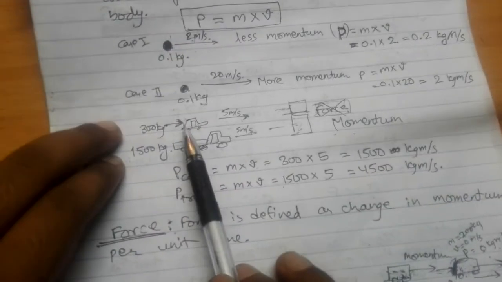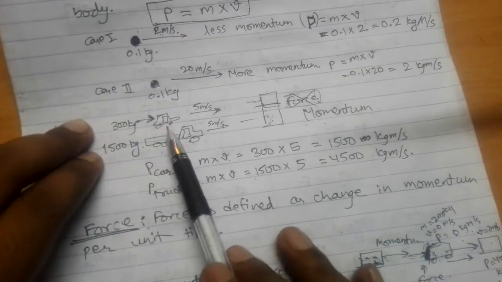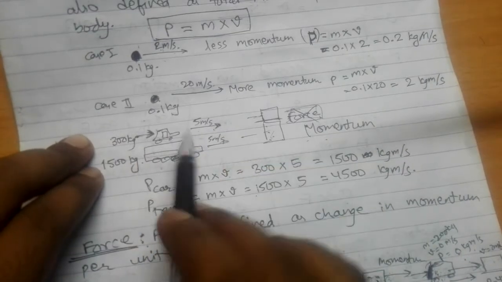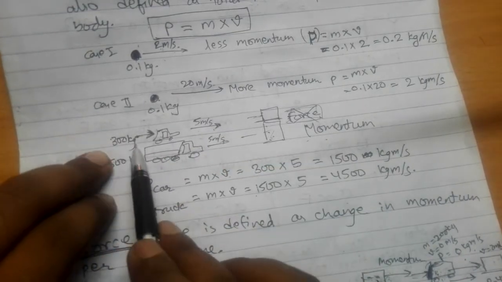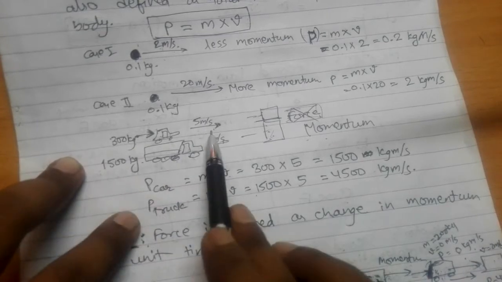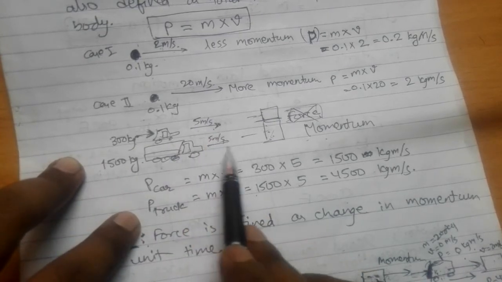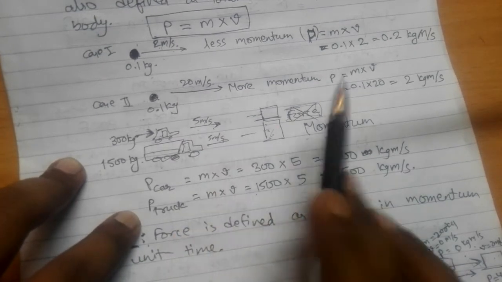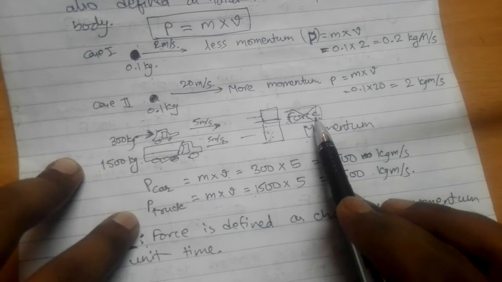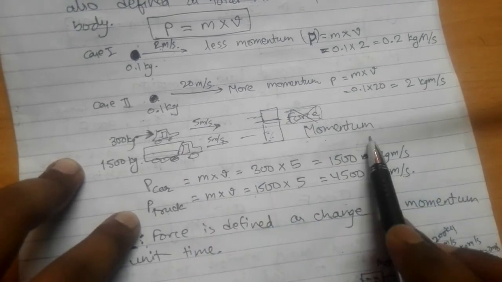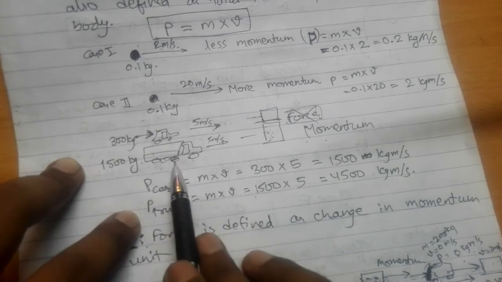And I took another example of a car and a truck, a loaded truck. Okay, let's say the weight of a car is only 300 kg, but the weight of the truck is about 1500 kg, and both of them are moving with the same speed, 5 meter per second. Okay, once again, which one will have more force? Now I will not call it force. I already told you I will not call it force. What is it? It is momentum. Which one has more momentum?